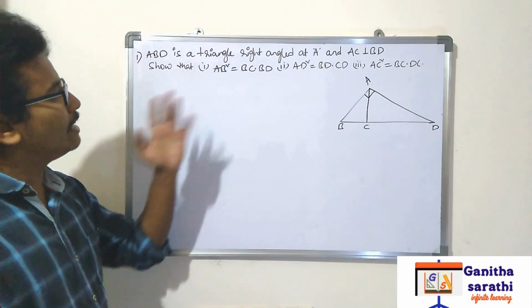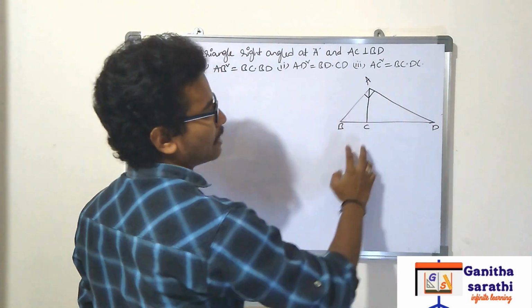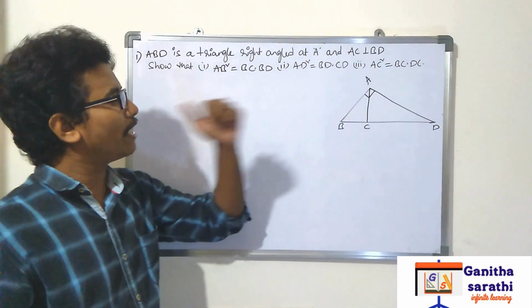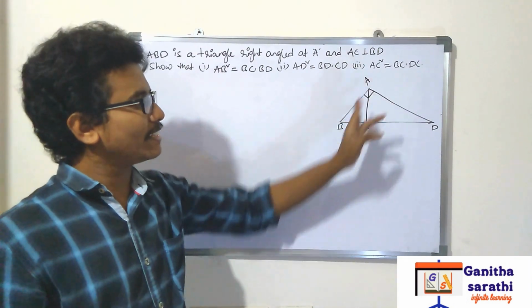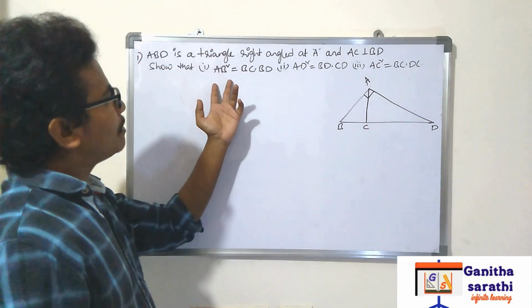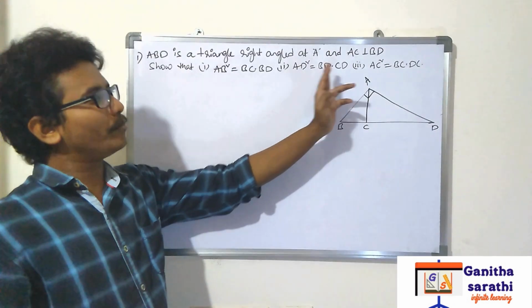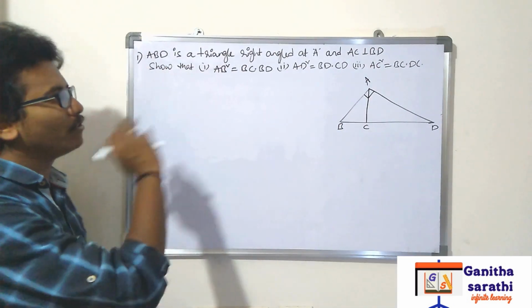See here, ABD is a triangle, right angle at A. So ABD is a triangle, right angle is at which part? It is at A, and what is he giving? AC is perpendicular to BD. We have to show that AB square is equal to BC into BD, AD square is equal to BD into CD, AC square is equal to BC into DC. Means we have to prove three proofs.